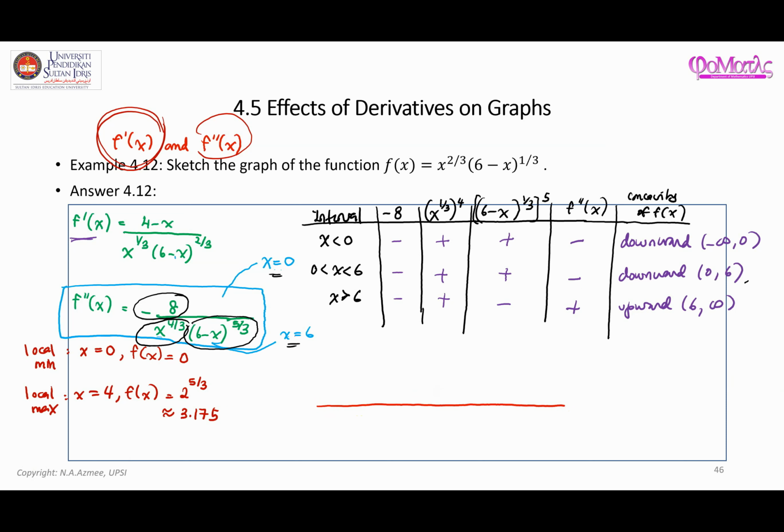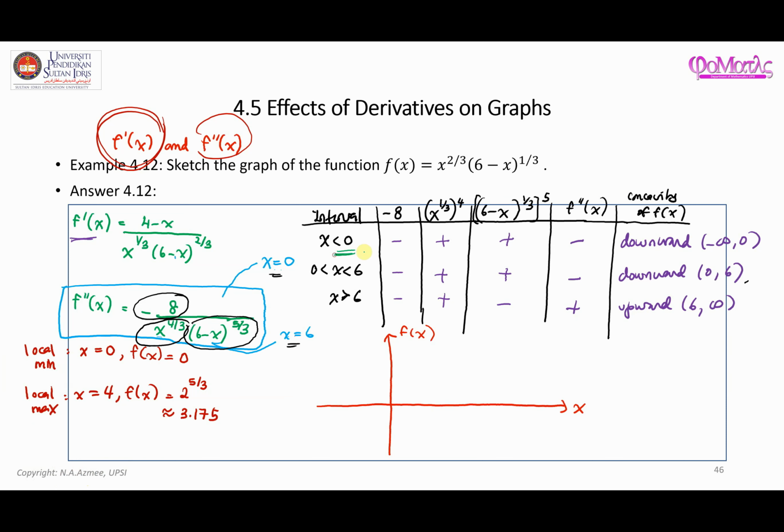Okay, right. So let's say that this is my x-axis, and over here I have my f(x). Now I'm going to sketch the points. Here we have x = 0 until 4, and we also have another point here.